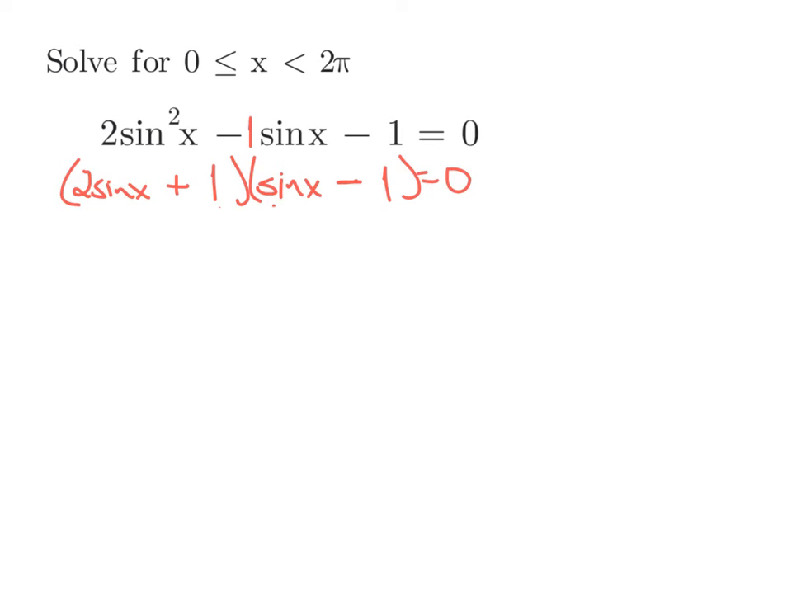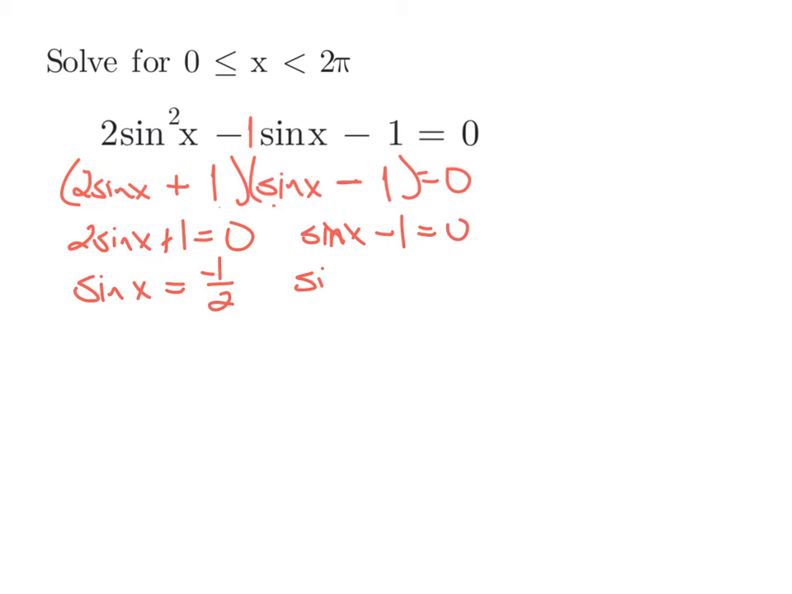Since we have 2 factors whose product is 0, that would mean that each factor could equal 0. So either 2 sine x plus 1 equals 0, or sine of x minus 1 is equal to 0. That would mean that subtracting 1 and dividing by 2, sine of x is equal to negative 1/2, or from this equation, sine of x would equal 1.